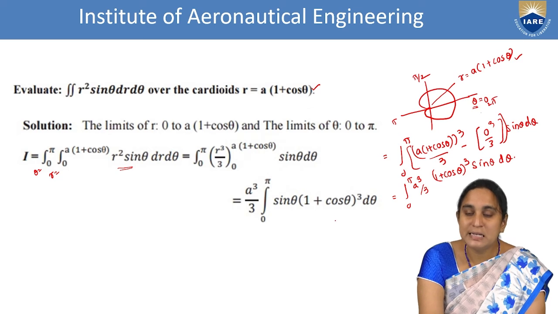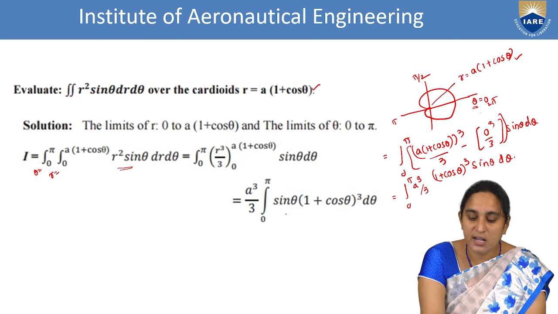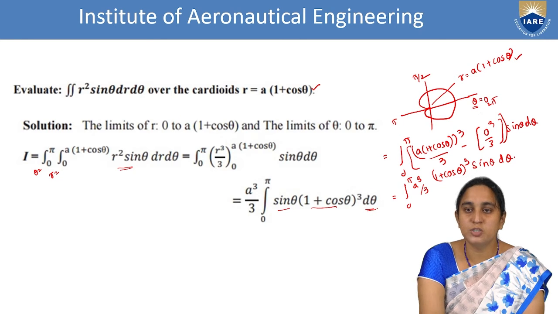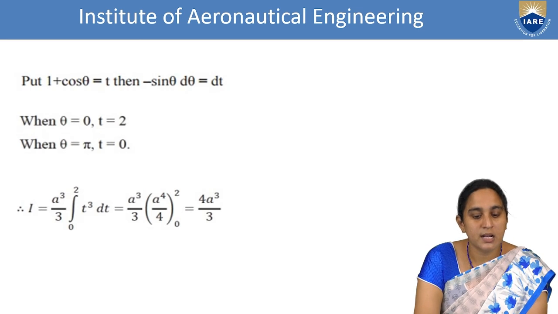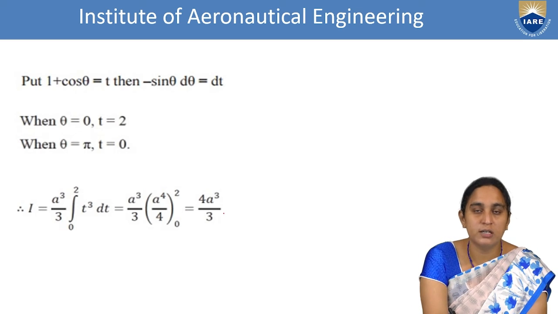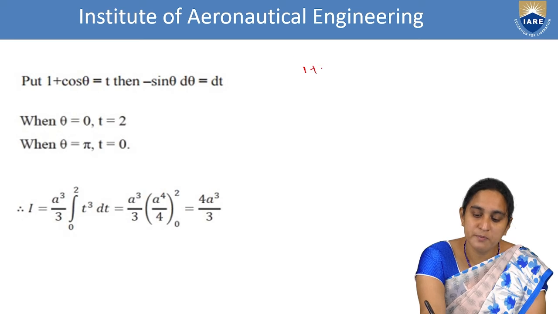Now I'll integrate with respect to theta. Is there any direct formula for this? There is no formula, and it is very difficult to find directly, this function sin theta into 1 plus cos theta whole cube d theta. So first let us assume 1 plus cos theta as a single variable, t, which makes the integration easy. I'm assuming 1 plus cos theta is equal to t.